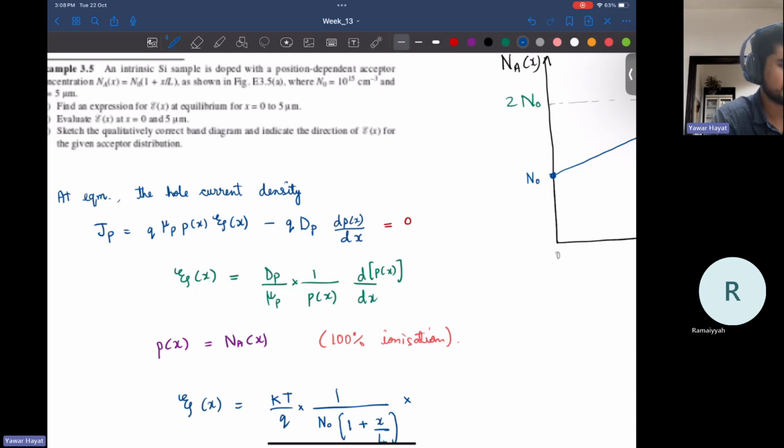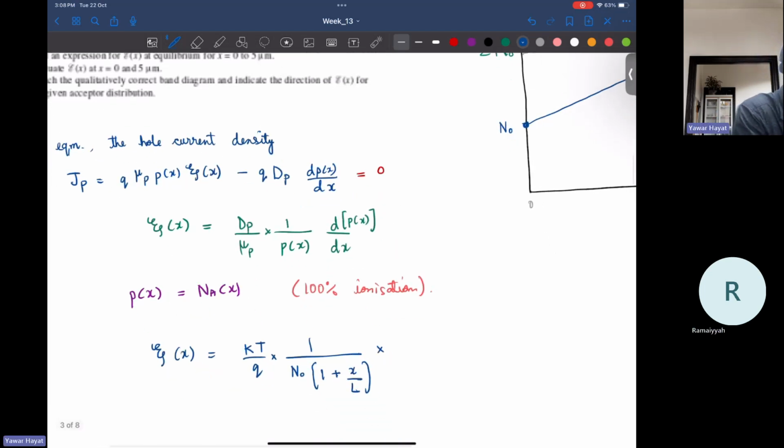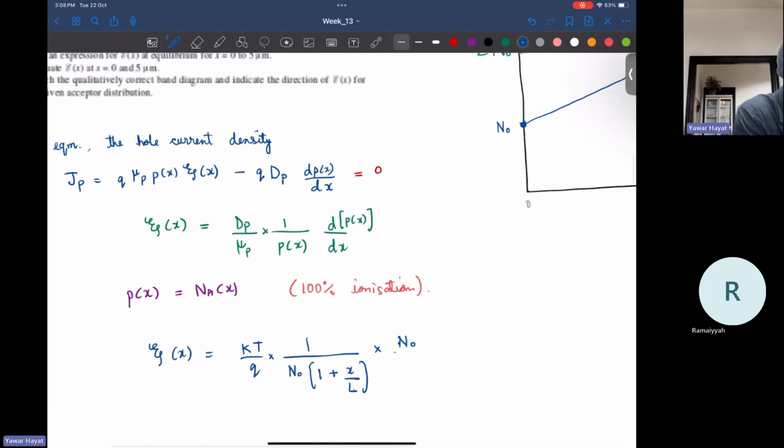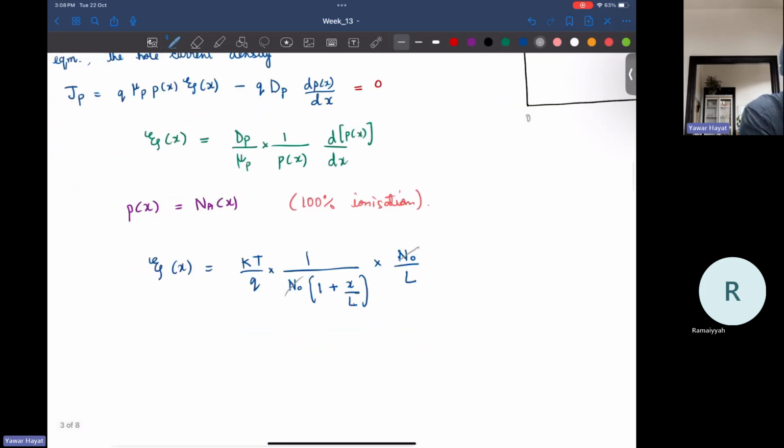Would you agree we'll be left with n0 by L? Yes, sir. Yeah, it would be n0 by L. So I'll write n0 over L. But then this n0 and n0 would cancel out, right? So I'll be left with the following. Your electric field of X would be, so this is kT by Q, right?